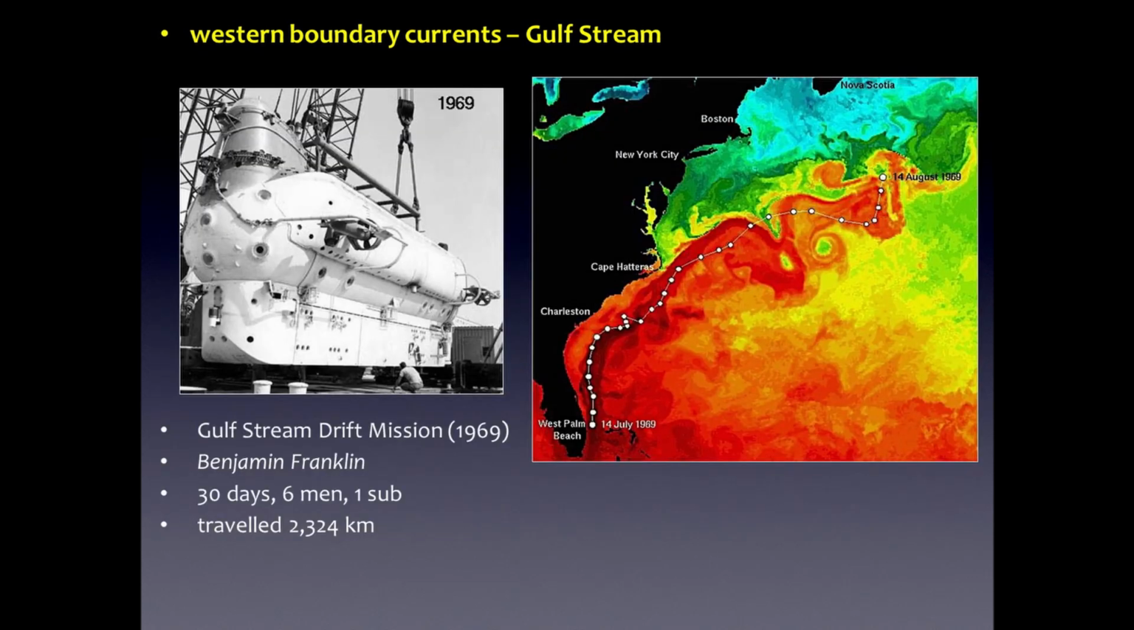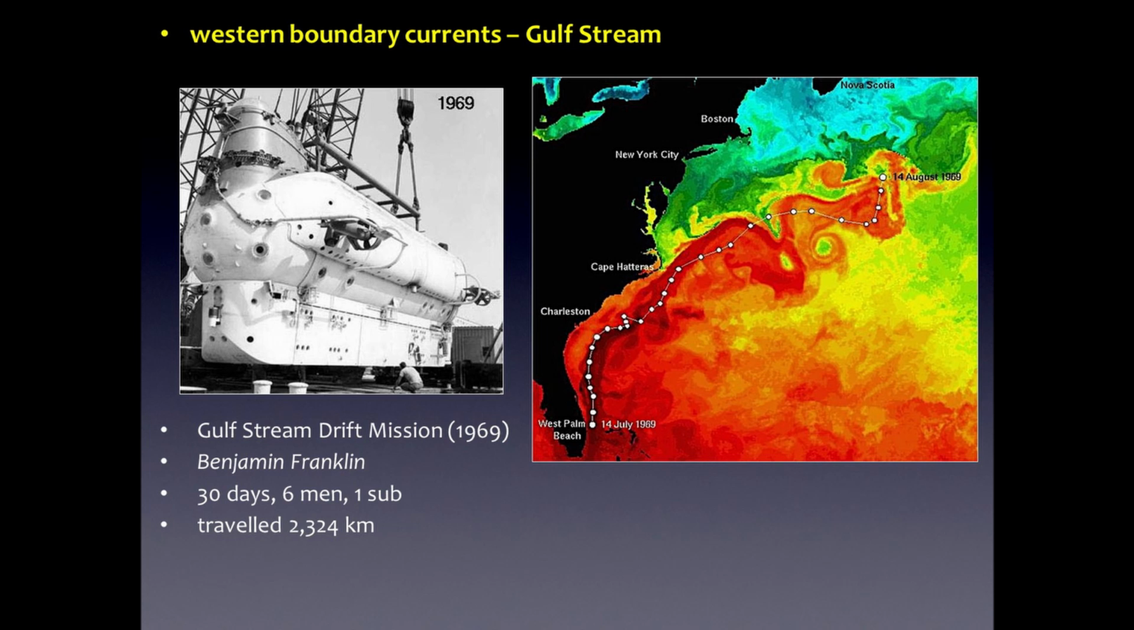Why do we mention Benjamin Franklin? Well, in 1969, there was a mission called the Gulf Stream Drift Mission, where people traveled in a submersible the length of the Gulf Stream. The submersible they traveled in was named the Benjamin Franklin because he was the one who first identified the Gulf Stream. The idea of the mission, and this is where things are all interconnected in oceanography, was conceived by Jacques Piccard, the same guy who went down to the bottom of the Challenger Deep.